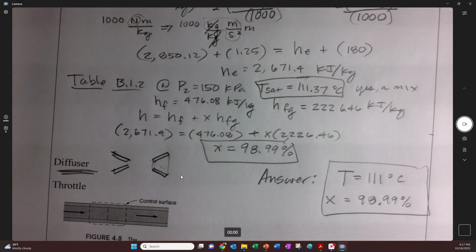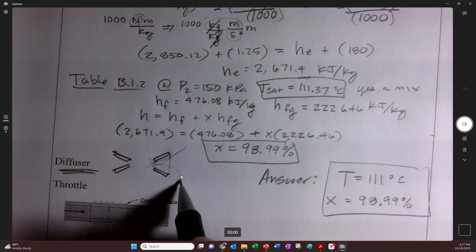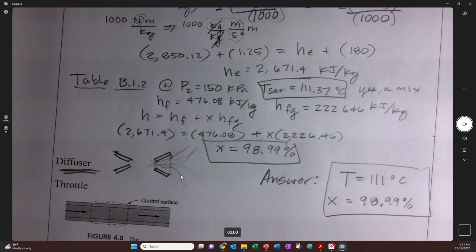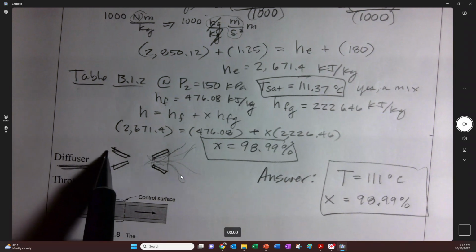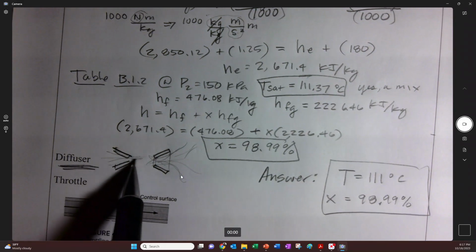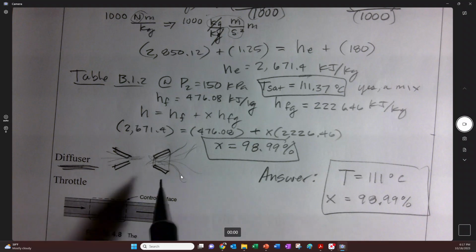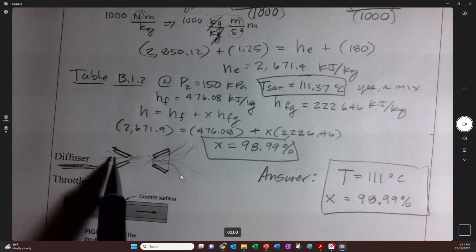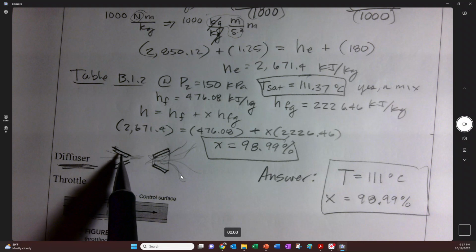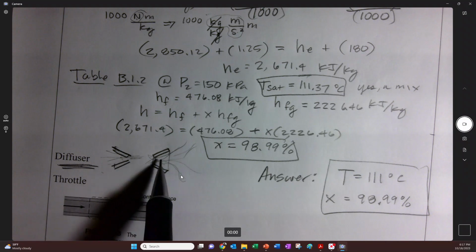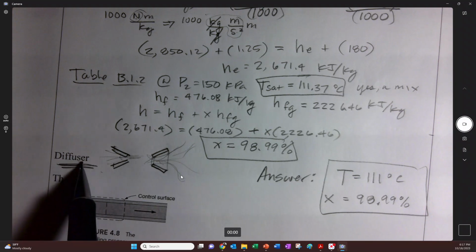But I often think of the diverging one, like an example might be the end of a CO2 fire extinguisher, where you go whoosh, and we're expanding out from there, as opposed to a garden hose, where we're shooting the stream out. So it's just the difference between a converging nozzle versus a diverging nozzle, which is called a diffuser.